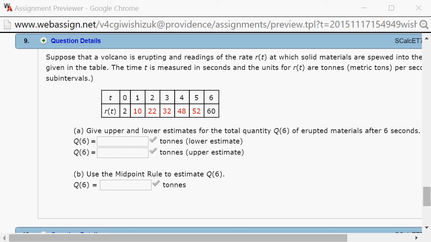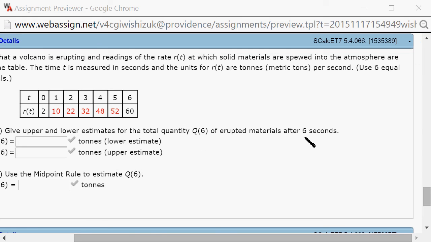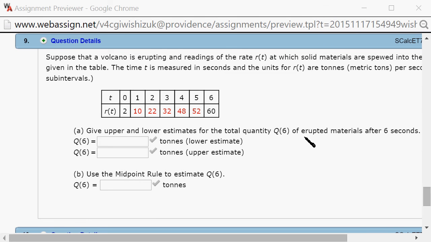All right, let's look at homework 5.4, problem number 9. Suppose that a volcano is erupting and the readings of the rate R(t) at which solid materials are spewed into the atmosphere are given in the table. So this is the rate, and time t is measured in seconds, and the units for R(t) are metric tons per second.